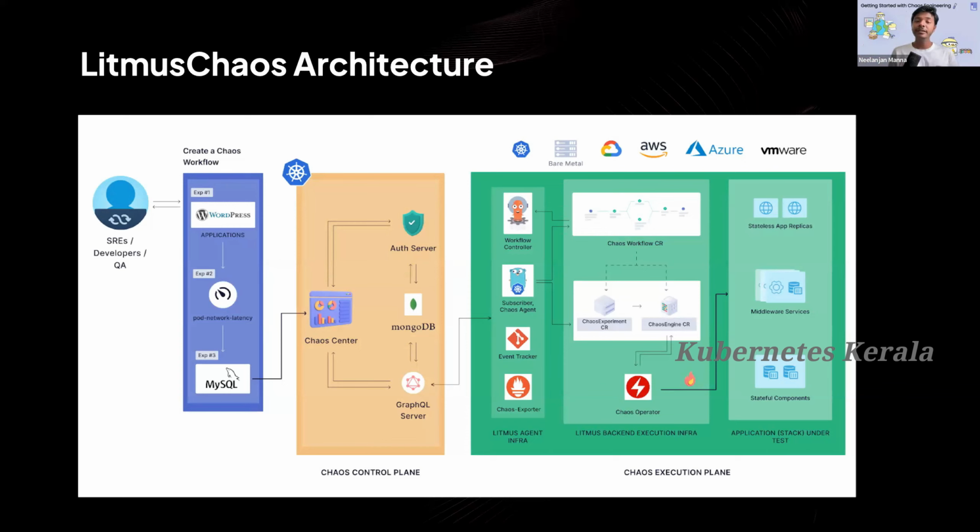So upon receiving the workflow manifest from our GraphQL server, what the subscriber does is create this chaos workflow custom resource. Now, the chaos workflow custom resource is nothing but an Argo workflow. If you know Argo workflow, that is basically a declarative manner in which you can define and run your Kubernetes workloads, right? So that is how you are creating your Argo workflows.